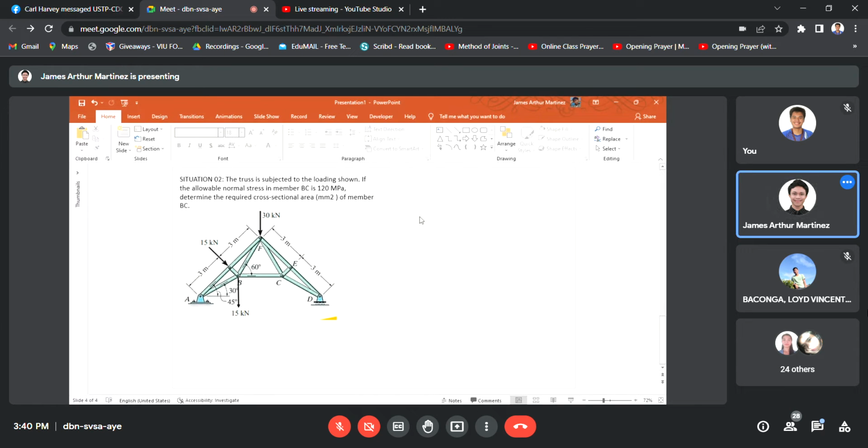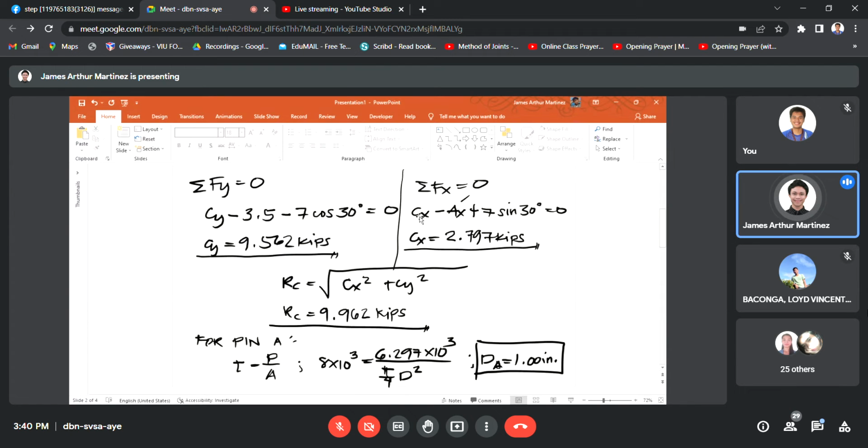Anyway, so for situation number 2, we have here the truss subjected to the loading shown. If the allowable normal stress in member BC is 120 megapascal, determine the required cross-sectional area in terms of millimeters squared of member BC. So actually, the approach here is the same as in situation number 1. It's just the same concept.